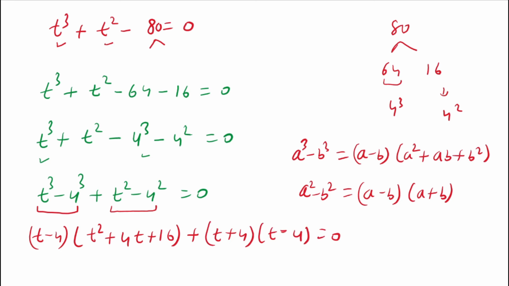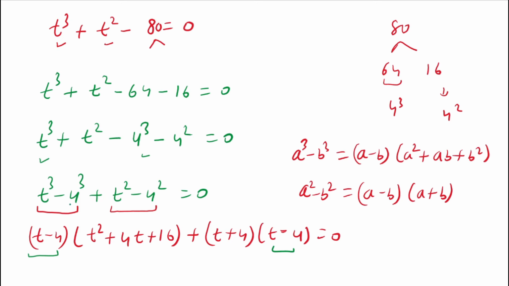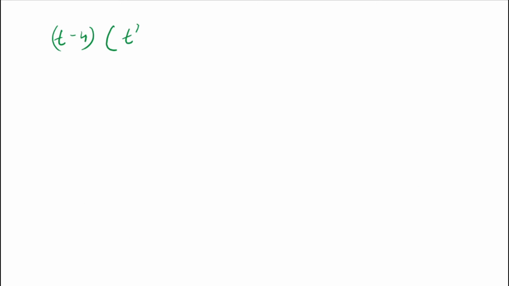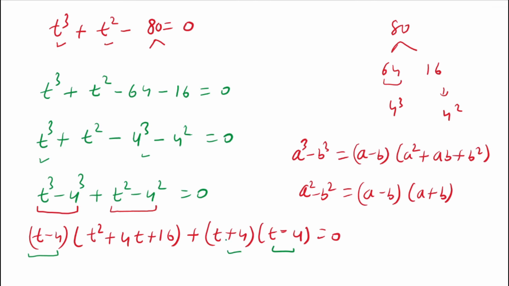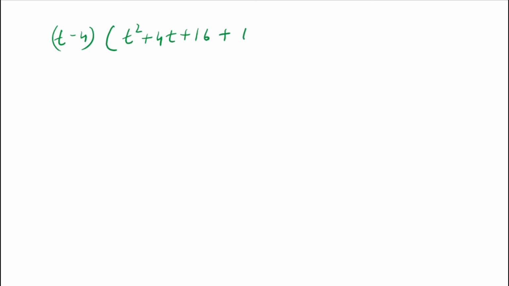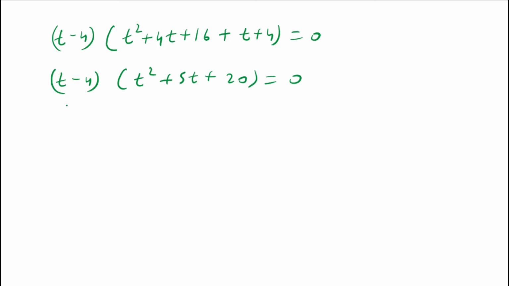Now look carefully, here t minus 4 and here t minus 4. This t minus 4 is common. If we take t minus 4 common, then (t^2 + 4t + 16) and (t + 4). So (t - 4)(t^2 + 5t + 20) = 0, since 4t plus t is 5t and 16 plus 4 is 20. We have a linear factor and a quadratic factor.